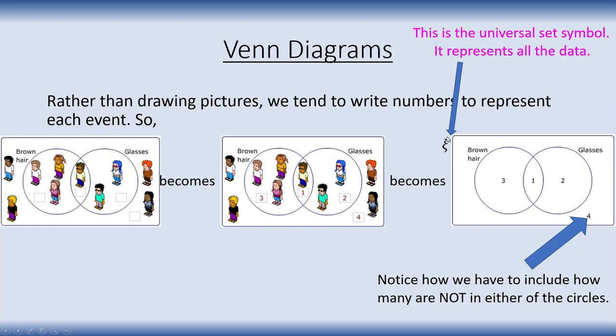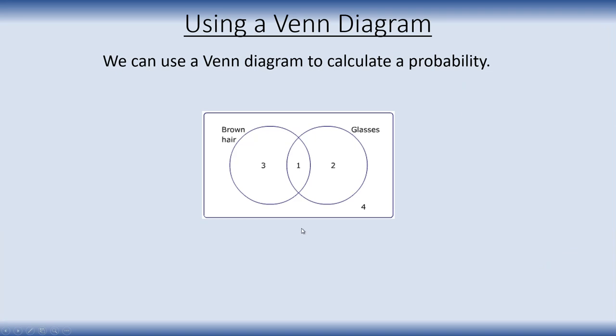And that's called epsilon. We write it as the... it represents the universe. So everything belongs in the universe. Right, you can use this Venn diagram then to calculate probability. First one, it says how many children are there altogether. It's nice and easy. All we do is add all the numbers up. 3 plus 1 plus 2 plus 4 gives us 10. So there are 10 children altogether.